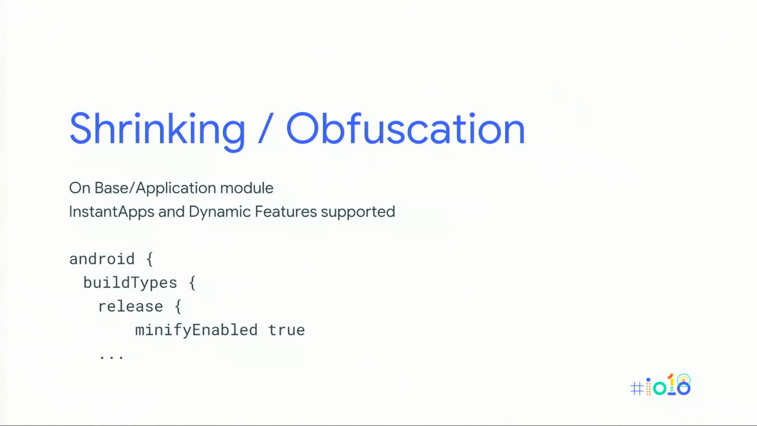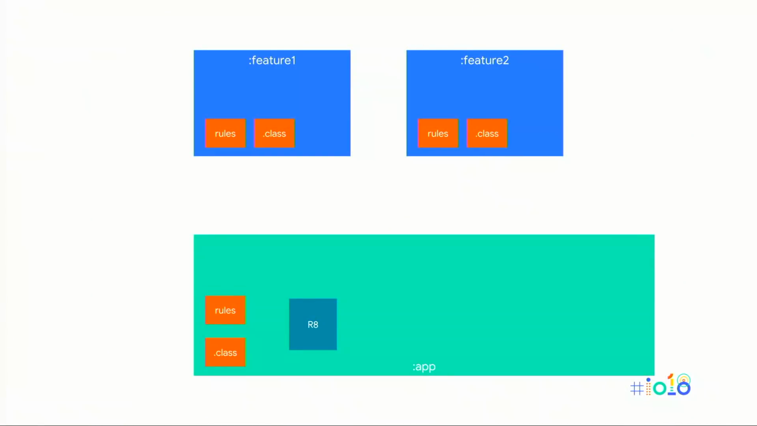Shrinking and obfuscation. So it's the same as before. You set it on the base module, just like the application ID. So you say minify enabled. This is not a lot of changes. But how we actually implement it is really, really different. So let's go through the motion here. First of all, this is only supported with R8, which is our new shrinker I talked about earlier.